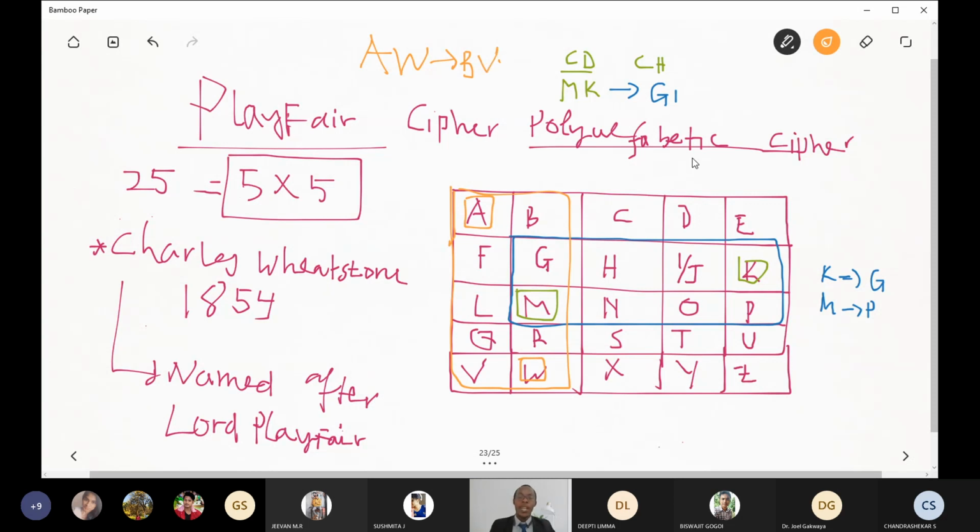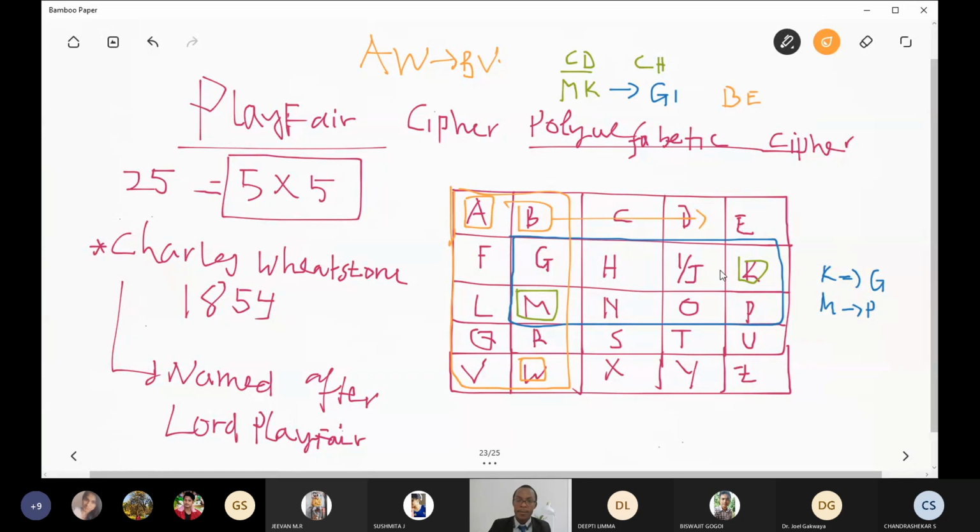So this is the rule. If you understand this one, then it's very simple. Now let's take another example. What will you do if it comes to A and E, sir? Okay, if you have A and E, it is going to be BE. Sir, I have a doubt, sir. Yes, please.